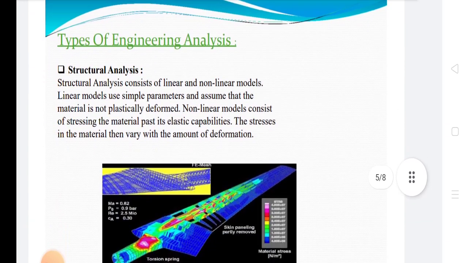In types of engineering analysis, first the structural analysis. Structural analysis consists of linear and non-linear models. Linear models use simple parameters and assume that the material is not plastically deformed. Non-linear models consist of stressing the material past its elastic capabilities. The stresses in the material then vary with the amount of deformation.